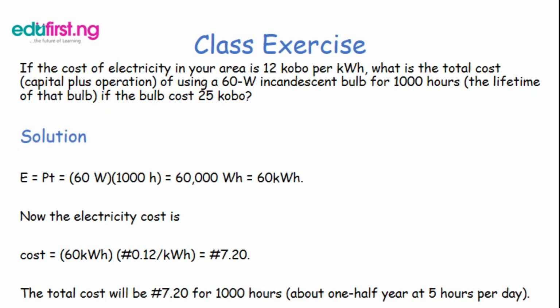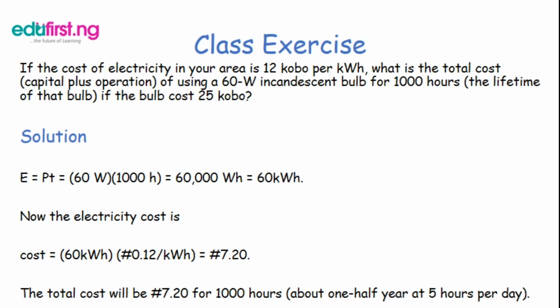Class exercise. If the cost of electricity in your area is 12 kobo per kilowatt hour, what is the total cost, capital plus operation, of using a 60 watt incandescent bulb for 1,000 hours, the lifetime of that bulb, if the bulb costs 25 kobo? Solution.